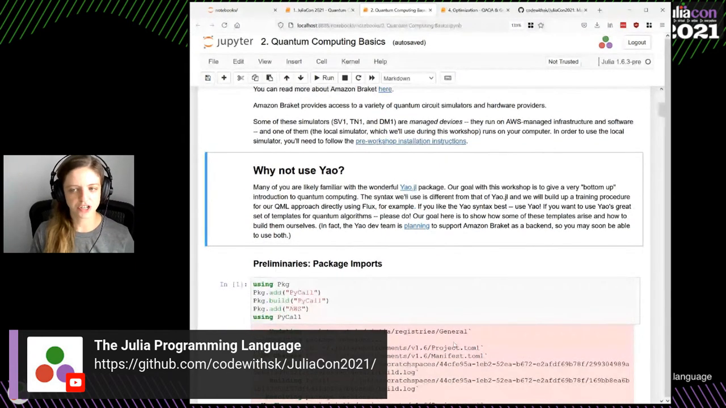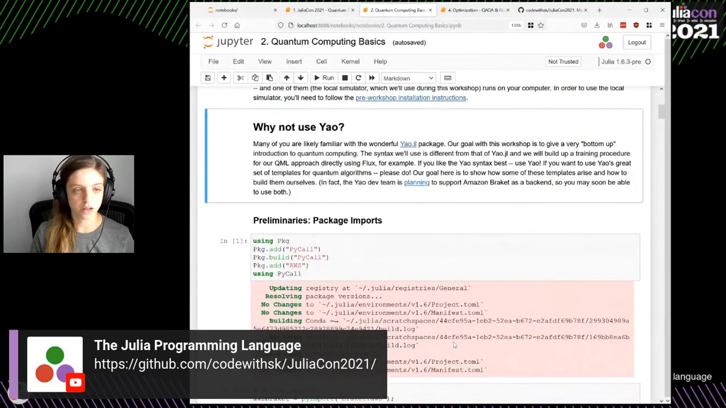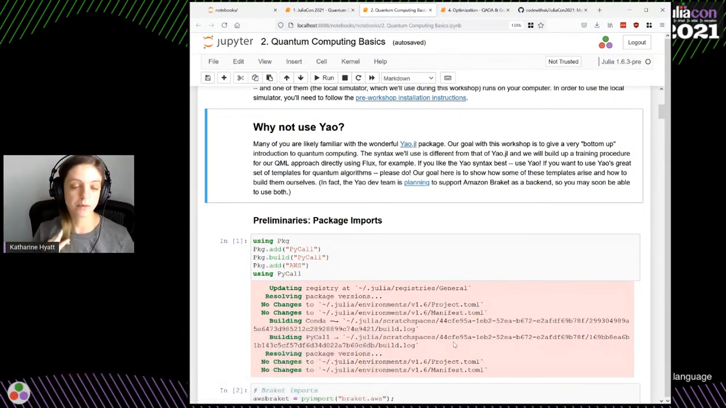I think actually last year they also gave either a workshop or a talk about Yao. So our goal with our workshop today is to give a very bottom-up introduction to quantum computing. The syntax we're going to be using is a bit different from what Yao.jl uses, and we will build up, for example, some training procedures or quantum machine learning algorithms that are built directly on top of the local simulator. So if after this workshop you say to yourself, you know what, I really don't like the way they went about doing this, I actually like Yao a lot better, then absolutely use Yao.jl.